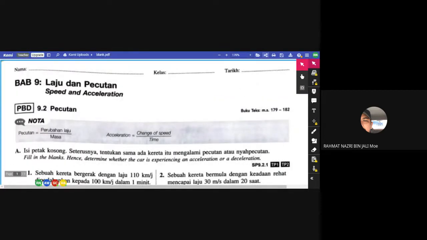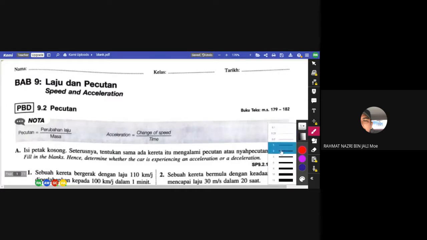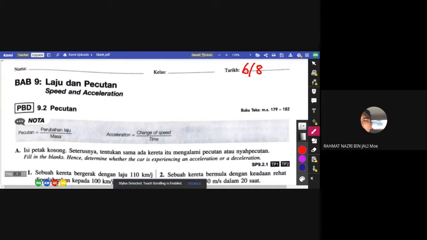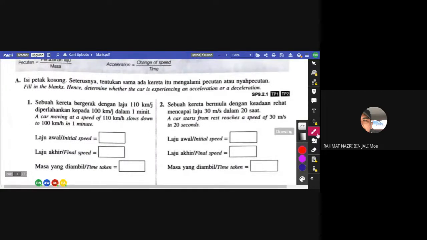Okay, write the date first. Today is 6. Who wants to do A? Okay, proceed. Today is 6th of August 2021. Write down your name, write down your class. Okay, A. Who wants to do A? Proceed.